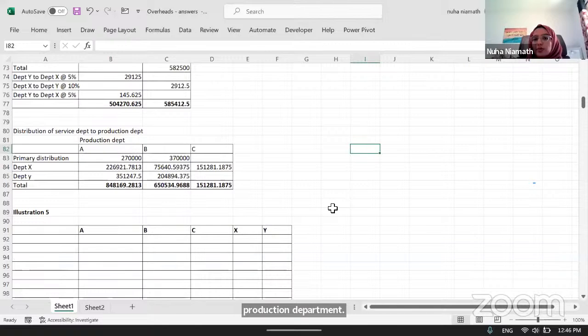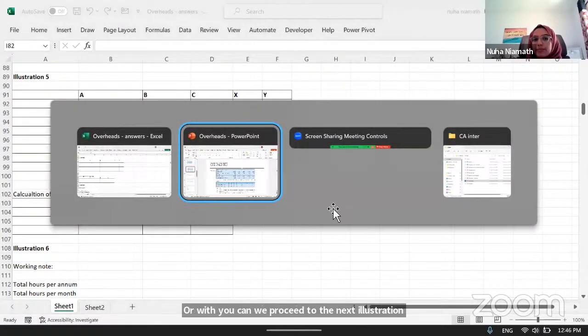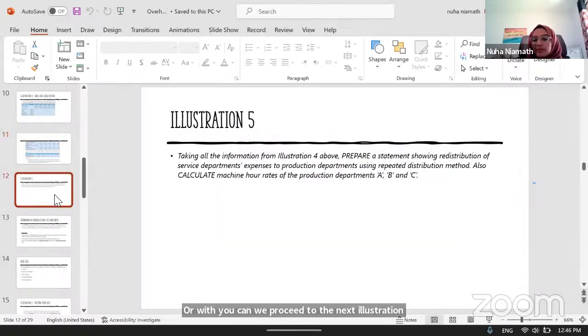Are we clear? Can we proceed to the next illustration? Okay, how about the others? Just this one illustration and then we'll take a quick 5-minute break.